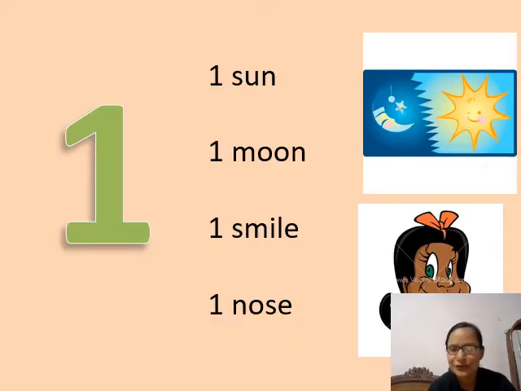And in case you don't get time to make that, you can give examples of sun, moon, smile and nose to the child, and you can ask the child to count.